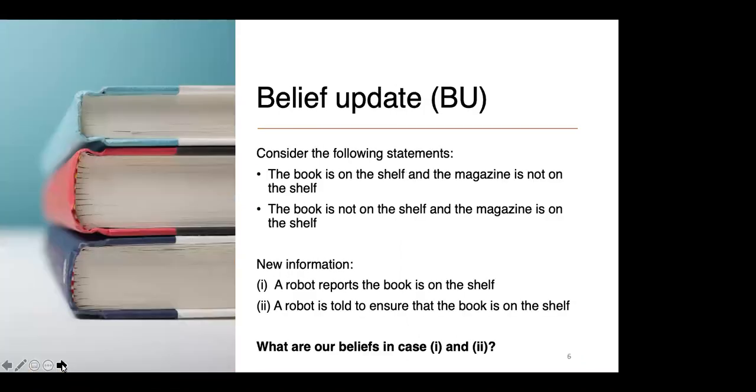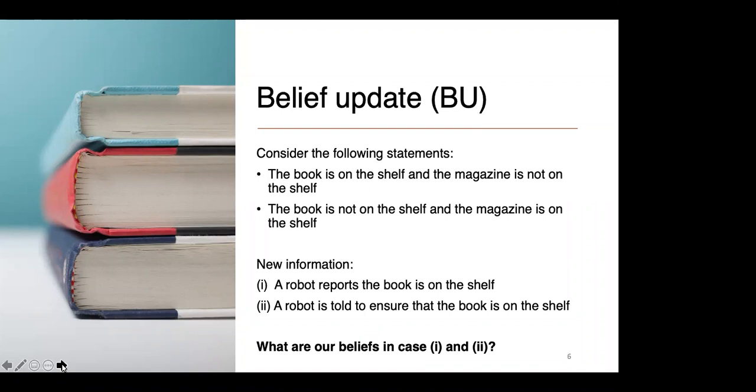In our last example, we consider something different. Suppose our beliefs contain either of the following 2 pieces of information. Either the book is on the shelf and the magazine is not on the shelf, or the book is not on the shelf and the magazine is on the shelf. So here one of the items is on the shelf, but not both. Now suppose we send a robot to report on the state of the shelf, and it reveals that the book is on the shelf. With belief revision, we would have reason to conclude that the book is on the shelf and the magazine is not on the shelf.